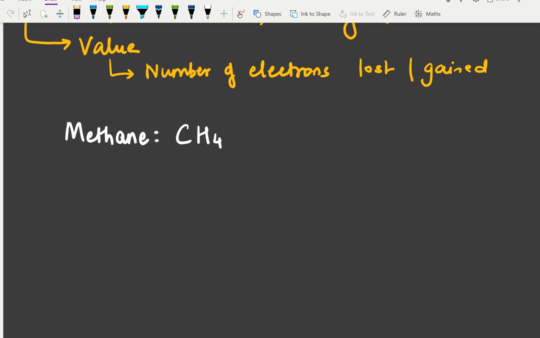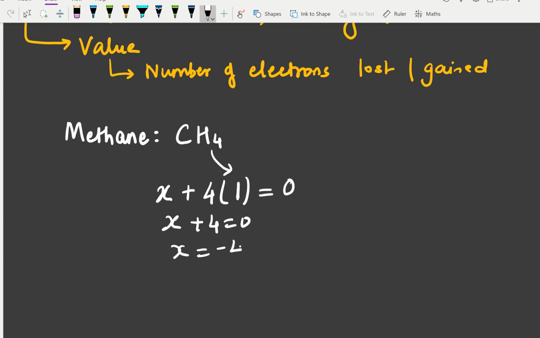So now I know hydrogen has just 1 electron. It can either lose 1 electron or gain 1 electron. So I'm going to treat this hydrogen as being 1, and then I'm going to write 4 into 1 because there are 4 hydrogens. I do not know the oxidation number of carbon, so I'm just going to write it as X, and I know the total charge on this molecule is 0 because it's a covalent compound, so I'm going to write it as 0. That gives me X plus 4 equals 0 and X equals minus 4.